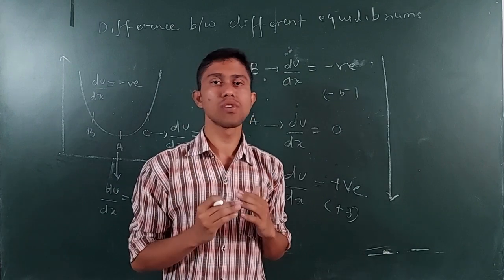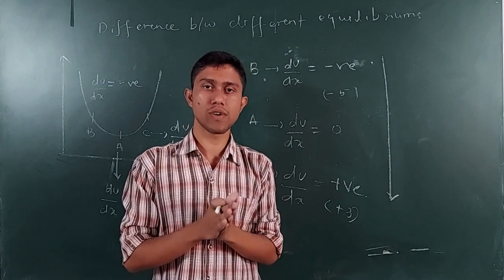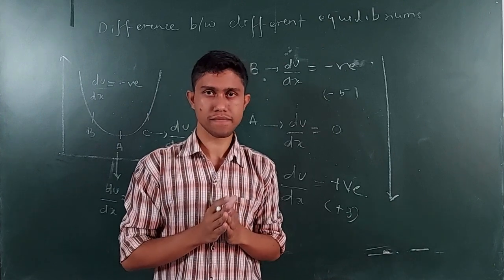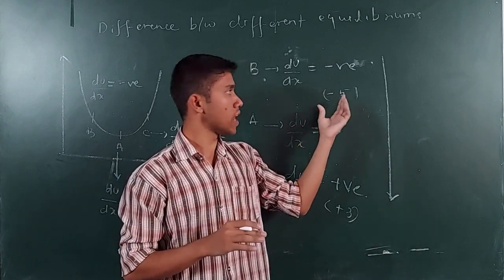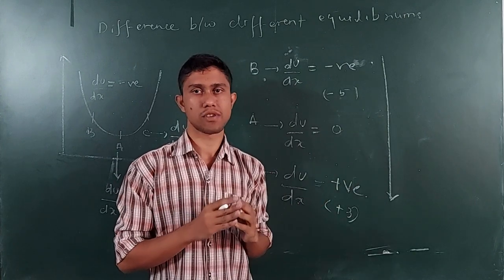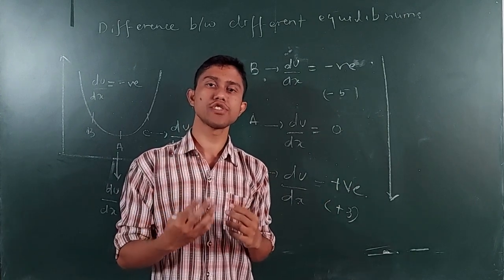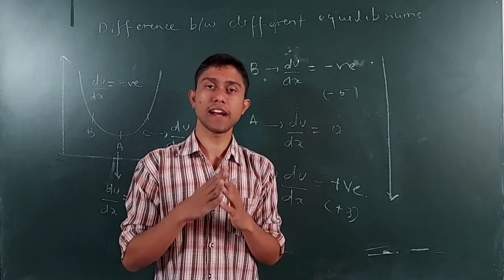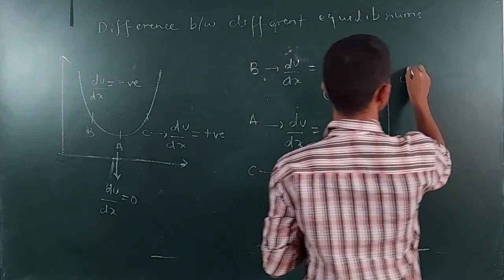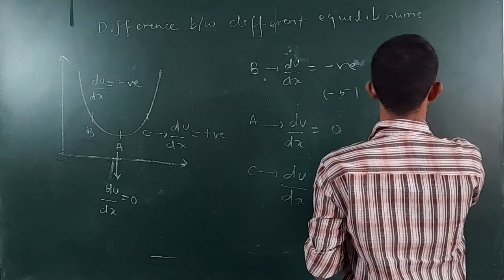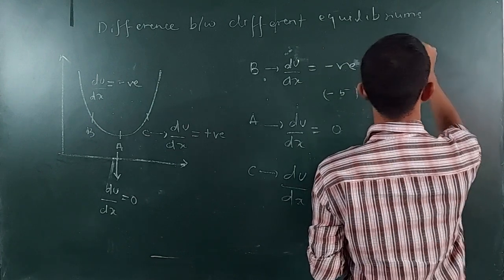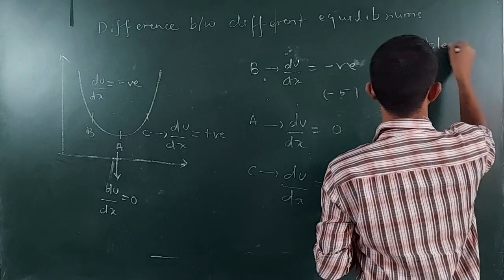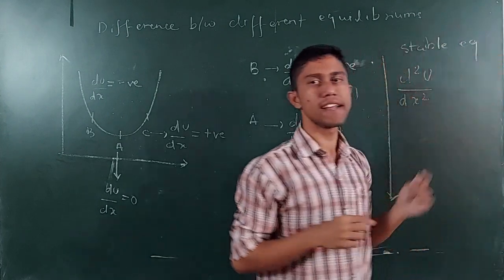So I can conclude that d square u by dx square, that is the rate of change of du by dx, is positive. See, the value of du by dx is increasing, so the rate of change of du by dx is positive. That is nothing but d square u by dx square. So what is d square u by dx square for a stable equilibrium?